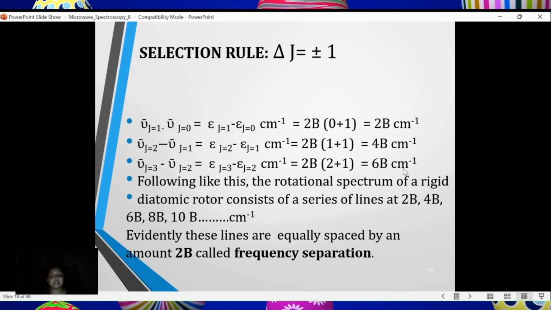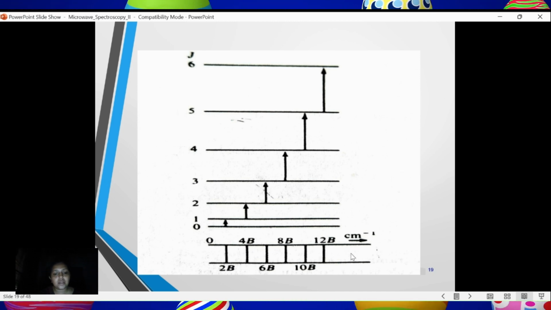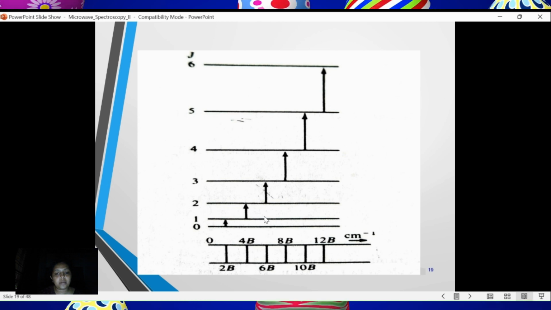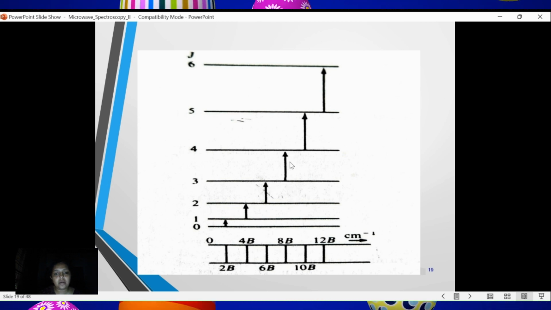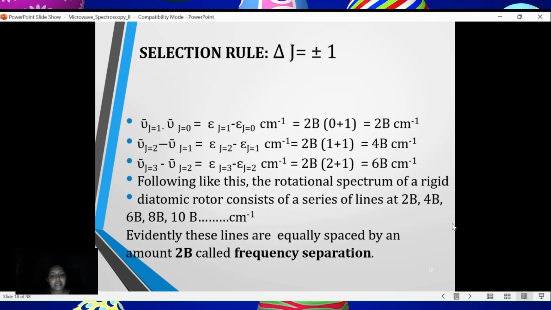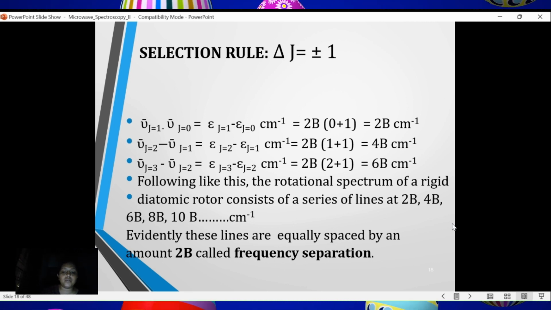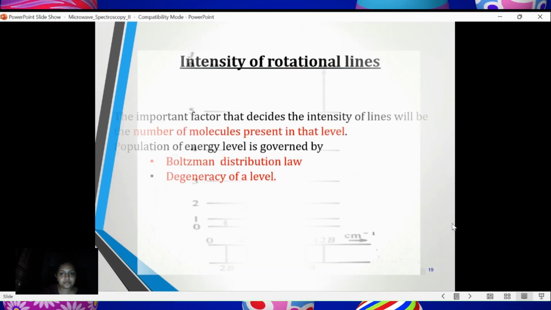So following like this, the rotational spectrum will be given this way. That is, 0 to 1 will be seen at 2B, 1 to 2 will be seen at 4B, 2 to 3 at 6B, 3 to 4 will be given as 8B, etc. So we can see evidently these lines are equally spaced by an amount of 2B, which is known as the frequency separation.